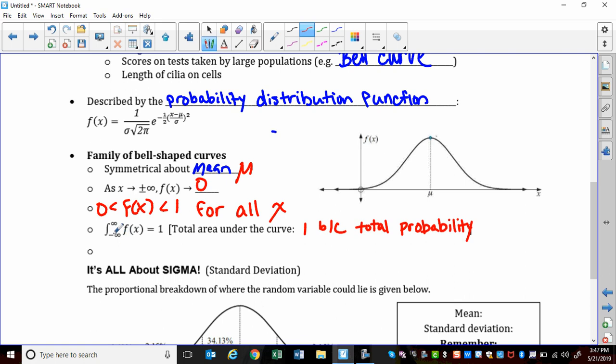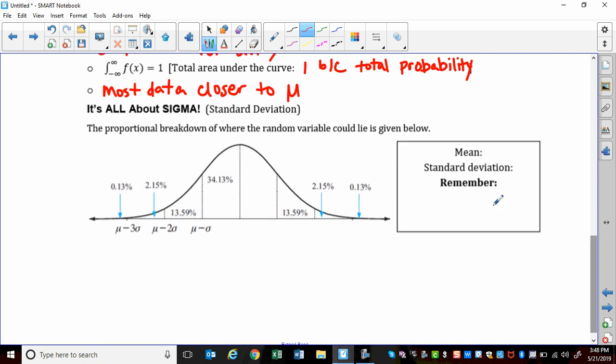My last one says most data closer to the mean. Most data is always closer to the mean rather than farther away from it. It's all about sigma. We're talking about standard deviation. Remember, we have to remember that empirical rule. This is something that they want us to know. The mean, this is a symbol for mean. The standard deviation, this is the symbol. Remember the empirical rule.